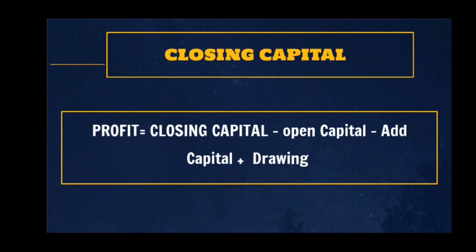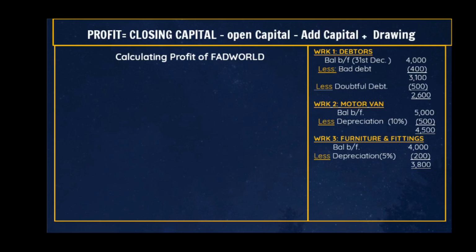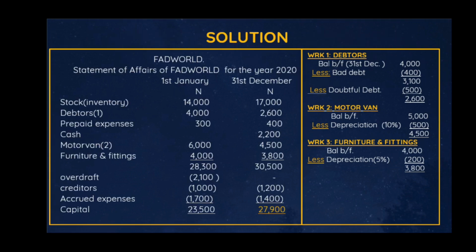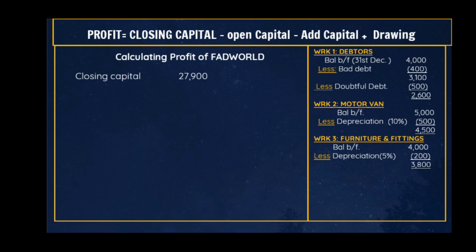From our calculation, we've already found the value of the open capital and the value of the closing capital. So now closing capital is 29,700, just like we have it, and under the formula we said less open capital, that is less open capital.